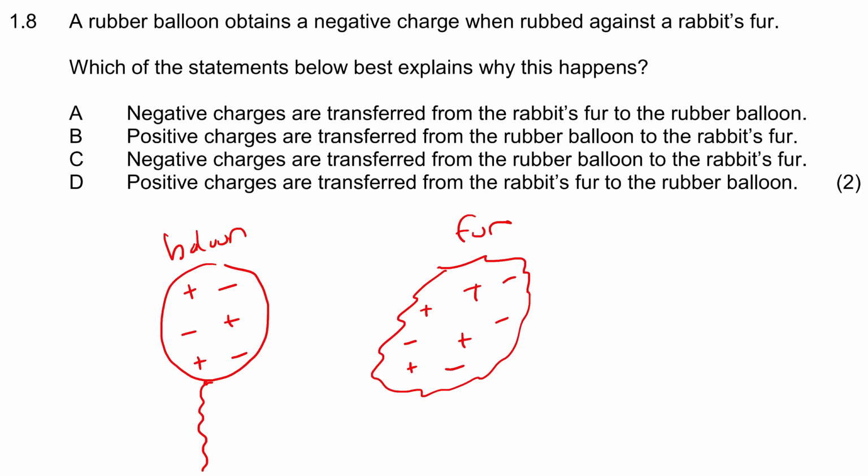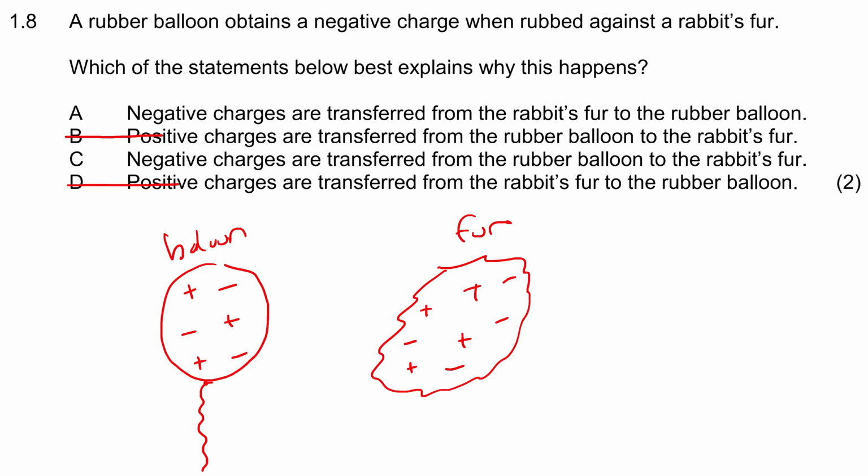So the first thing I need you to understand is that it is only the negative electrons that are able to move. We don't have the ability to move the positive things. It's only the negative ones that move from one to the other. So maybe it's going to go from the balloon to the fur, or maybe it's going to go from the fur to the balloon. So that's the first thing you must understand. Only the negative charges are transferred. So the answer cannot be B, because that says positive charges, and the answer cannot be D, which says positive charges are transferred. We can only transfer negative charge.